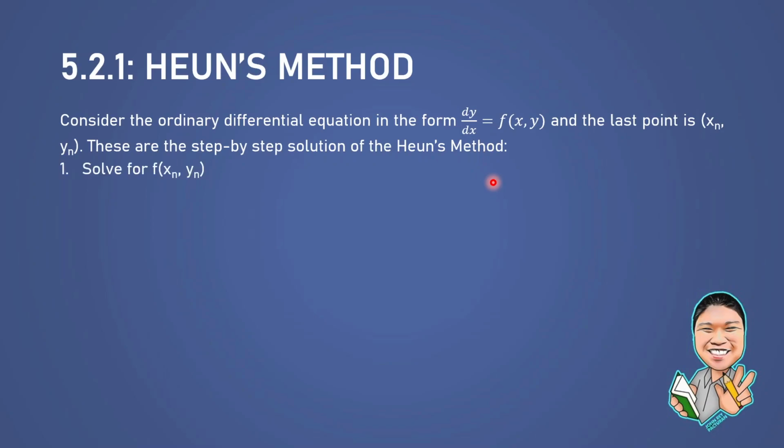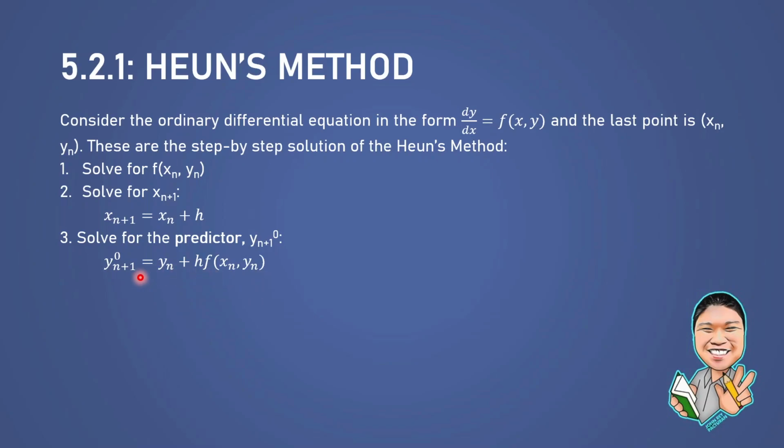So, yung una is isosolve natin yung value ng f of x sub n, y sub n. Then, sunod is to solve for x sub n plus 1, which has a formula na x sub n plus 1 is simply equals to x sub n plus h. So, followed by solve for the predictor. So, ang tawag natin dito, y sub n plus 1 na naka-superscript 0.